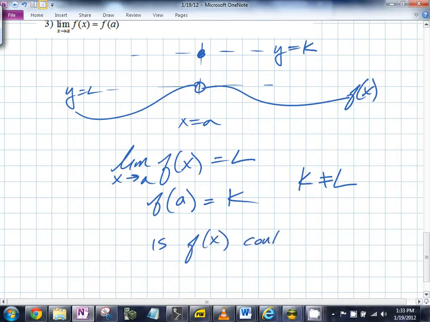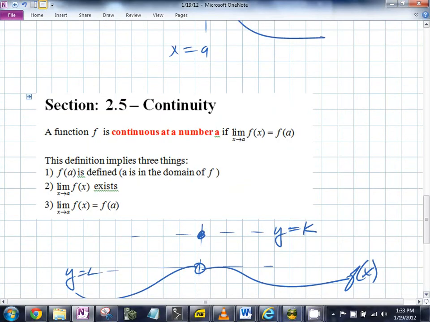So the 3 things that you have to check for are, this definition implies 3 things. 1, f of a is defined. The function has to be defined at that value. 2, the limit has to exist. What happens if the limit comes in at different places? The limit doesn't exist, so therefore, is it continuous there? No. And the last thing it implies is the limit as x goes to a of f of x is f of a. Those are the 3 things it implies if I say a function is continuous at an a value.